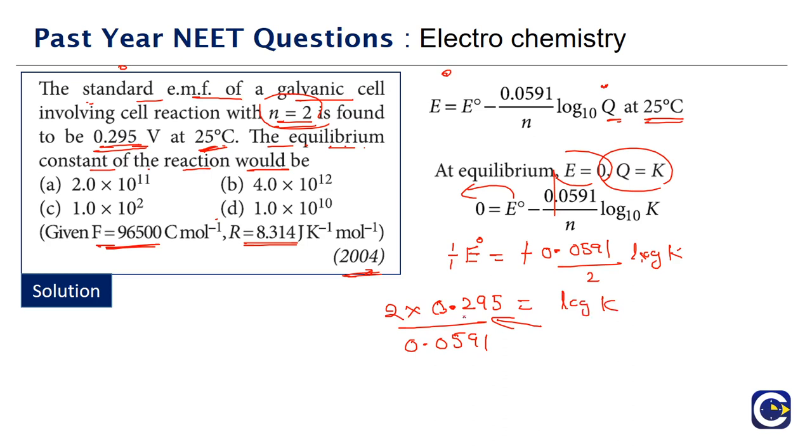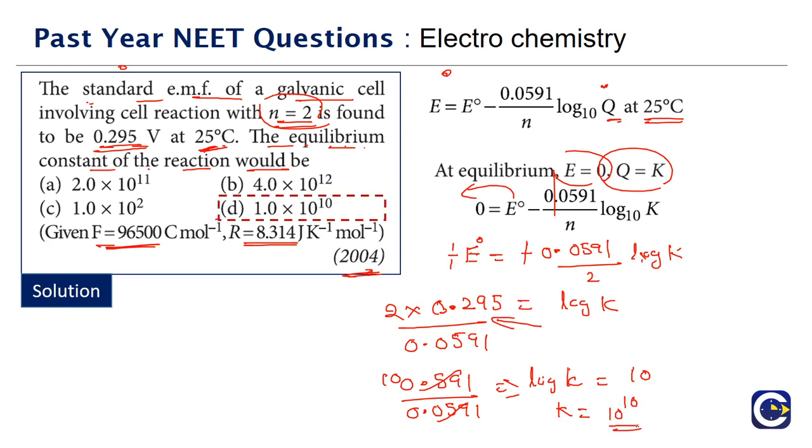So 2 into 0.295 will be 0.591. So 0.591 by 0.0591 will be equal to log K. This is 10, right? So log K is equal to 10, which means K will be 10 to the power of 10. So the value of the equilibrium constant K is 10 power 10, or 1 into 10 power 10.